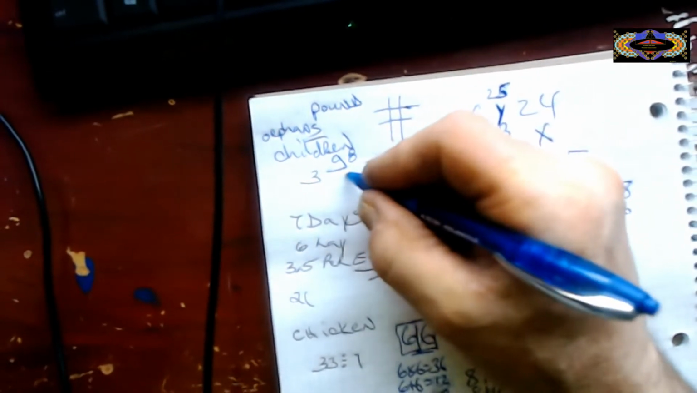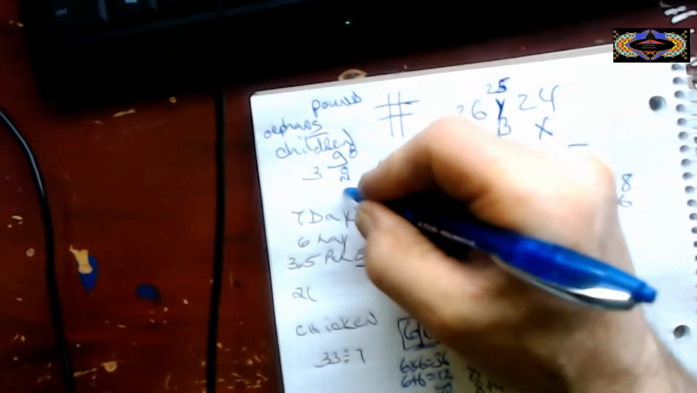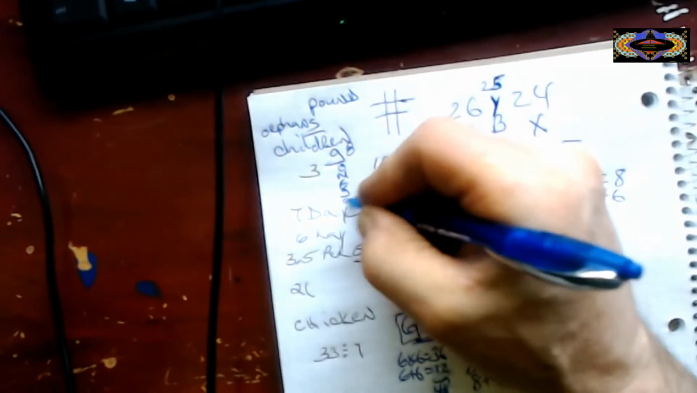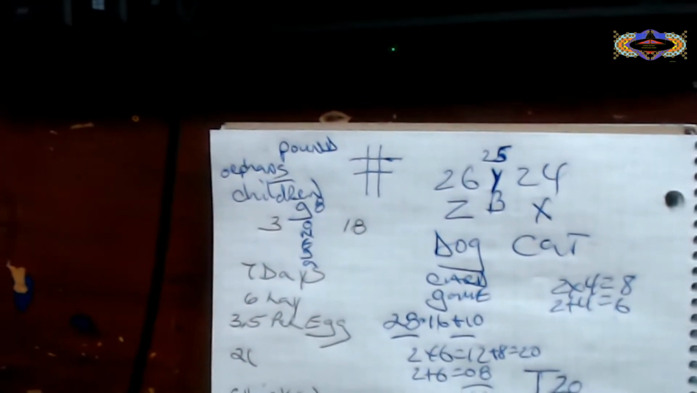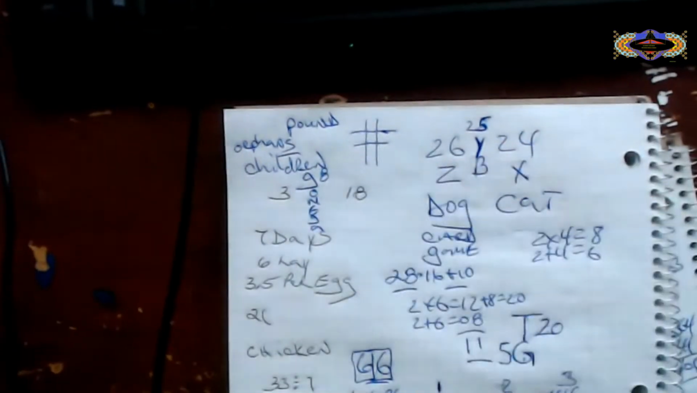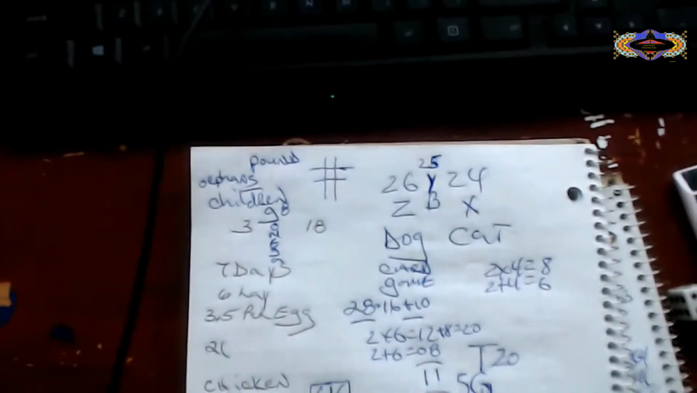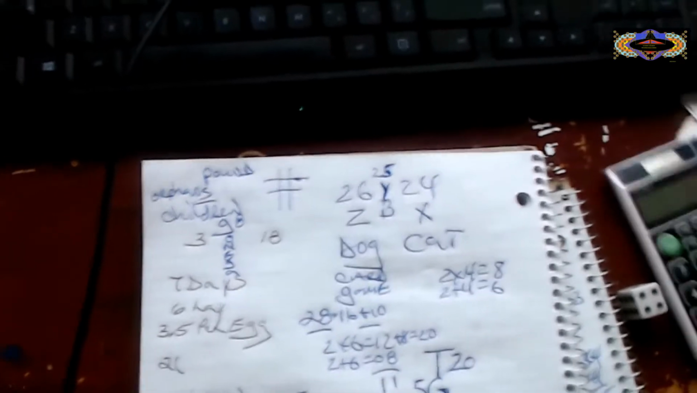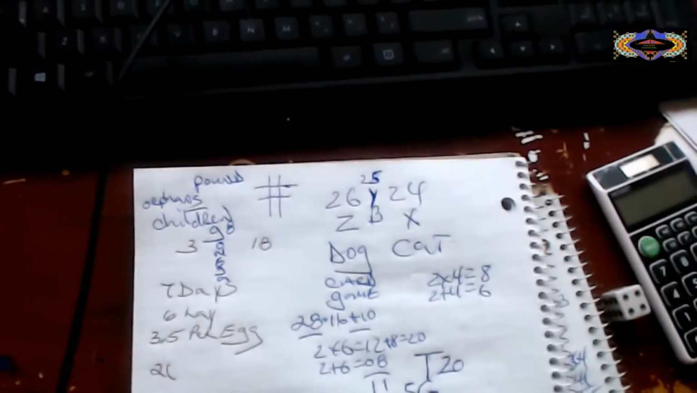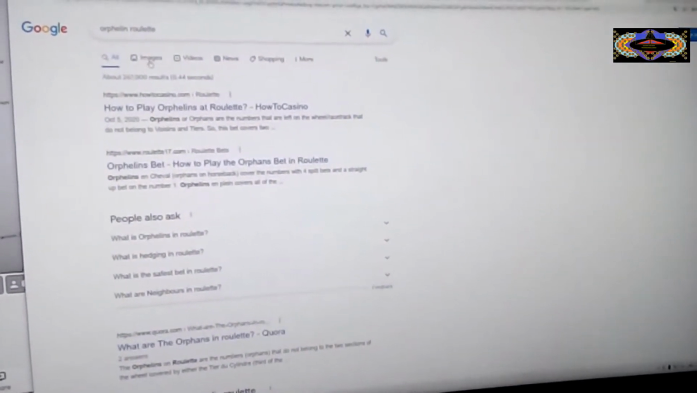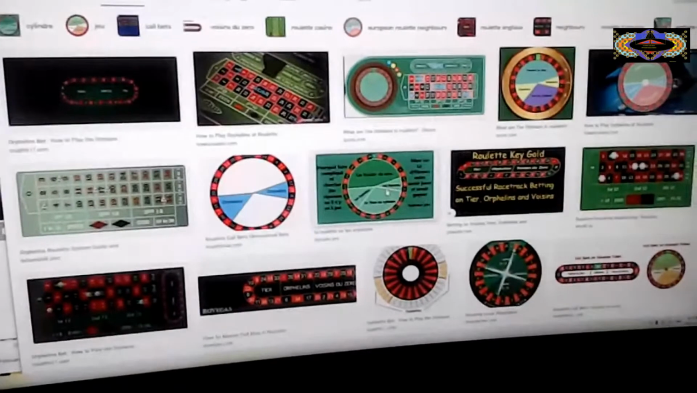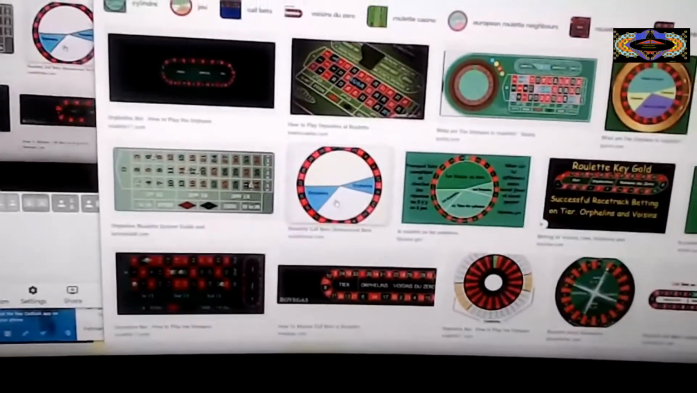of Gates Omega, the animal farm, the Omega Gates. So since we have that up here, we're going to go online here. We're going to look up Orphelin roulette. See, so we look up roulette here. We come to images, and they got it right here.